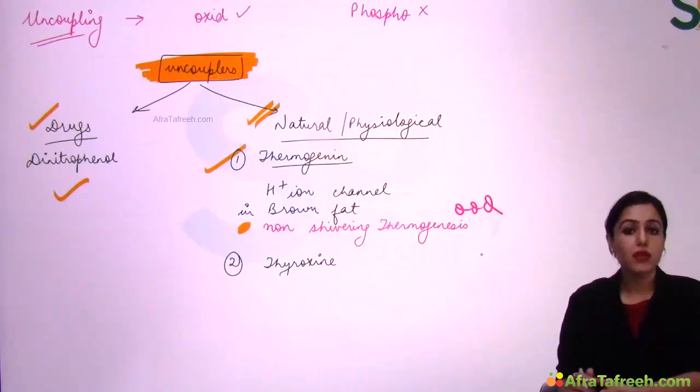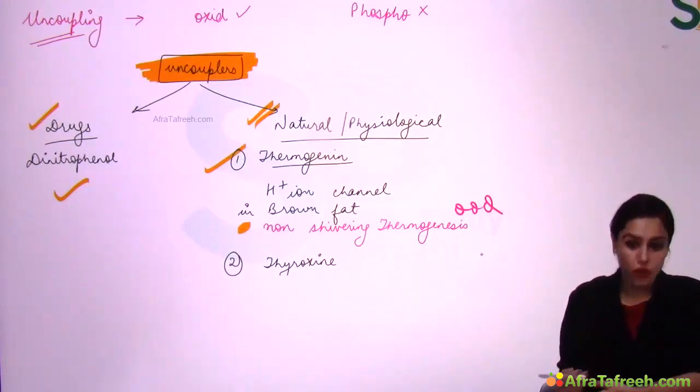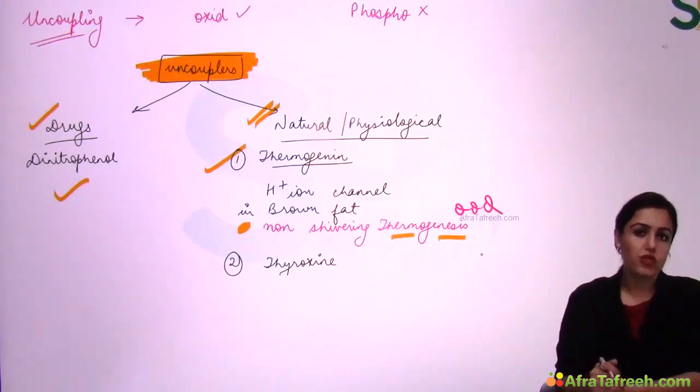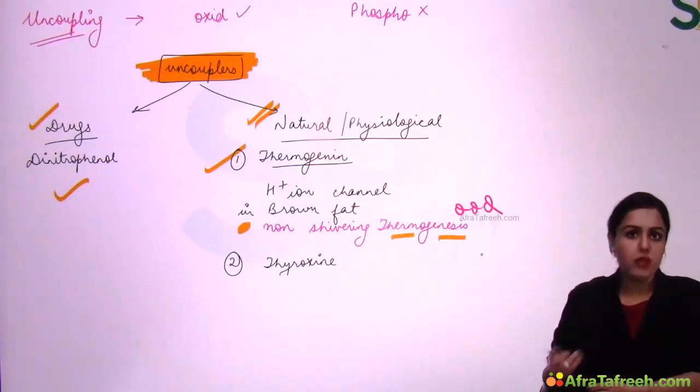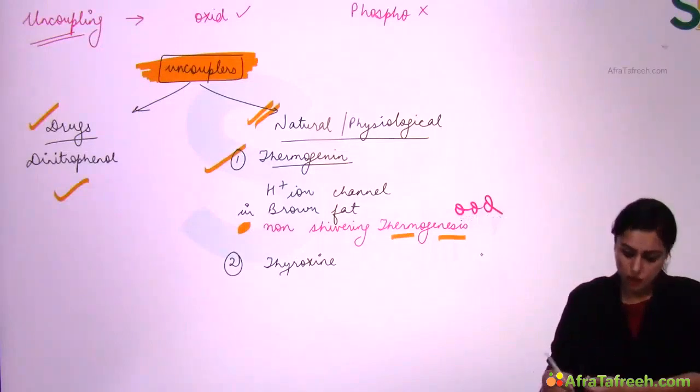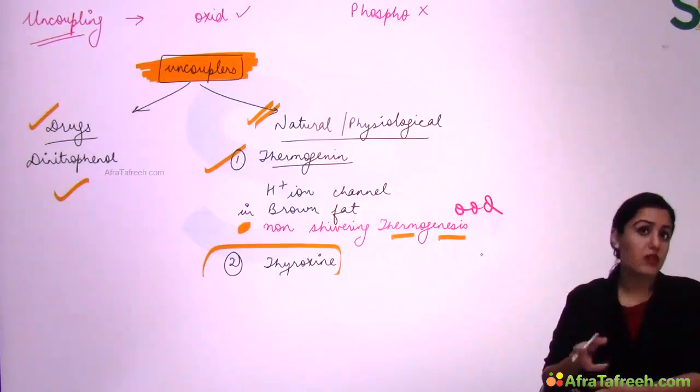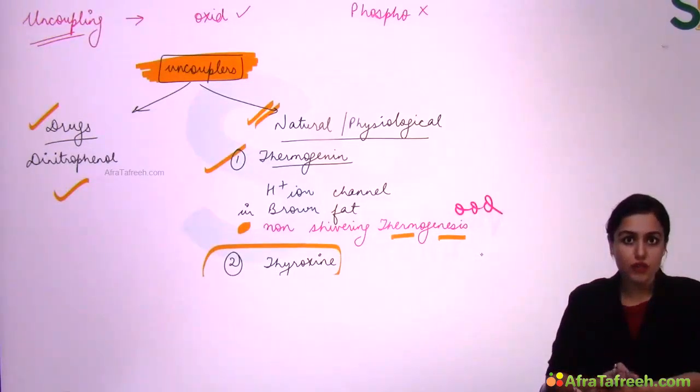That is, it will help in the generation of heat in the body. Thermogenesis is the generation of heat, but this kind of heat generation does not require shivering. It is non-shivering thermogenesis. The other one is thyroxine. Thyroxine is also an uncoupler. Now let's understand the concept of uncoupling on the diagram of ETC.